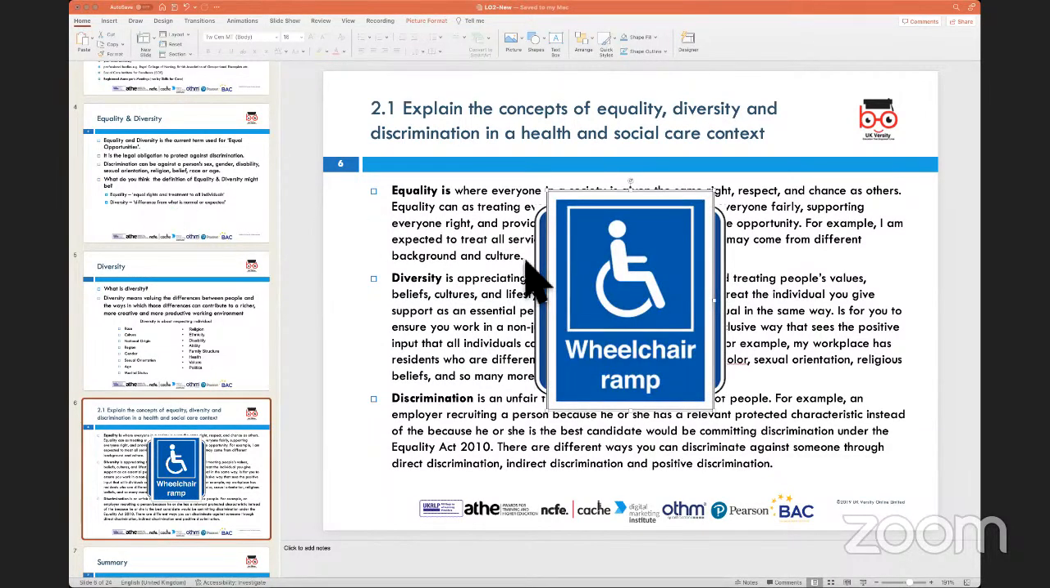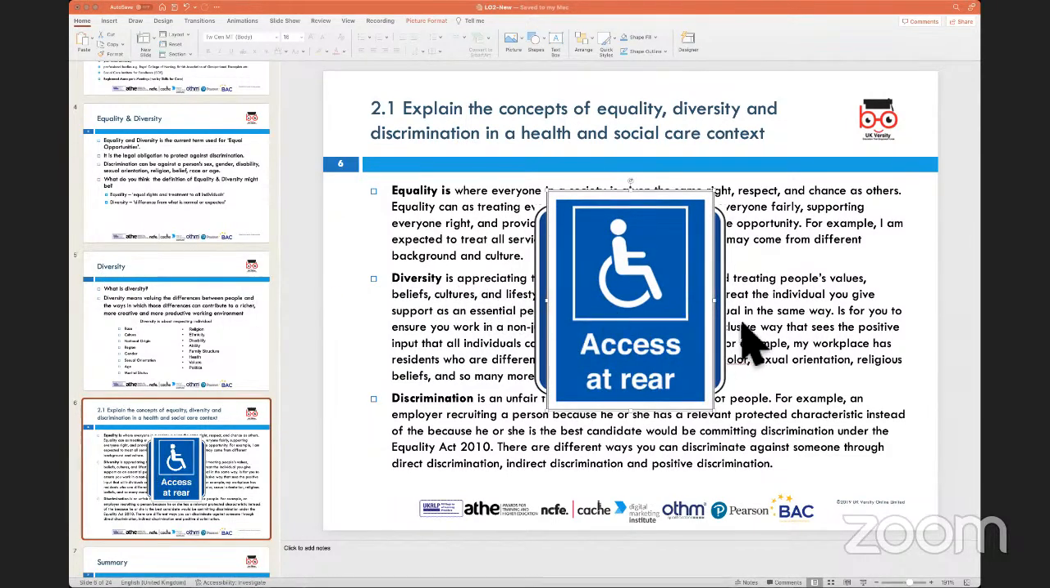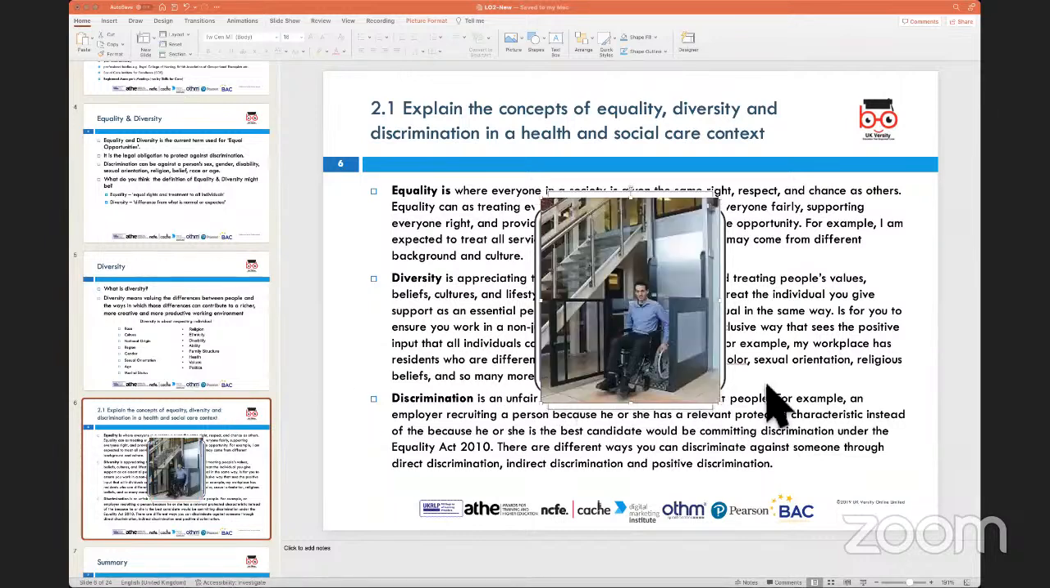Sometimes you would see this sign, which is wheelchair ramp available. You would normally also see that there is seating capacity available for people if they have to queue up in certain buildings, and that there is access to the rear for people who would require, for example, mobility related provisions. You would also see, as an example, a wheelchair access lift, which will be installed in some of the buildings. And this is celebrating diversity.